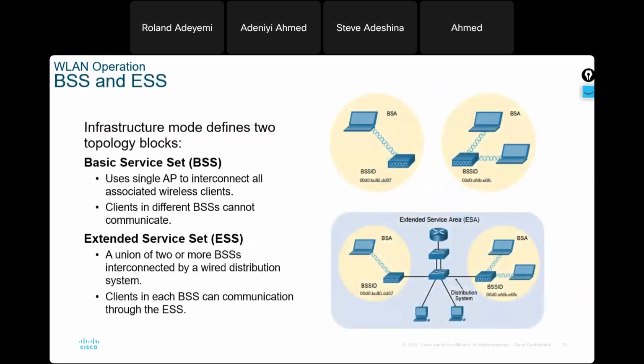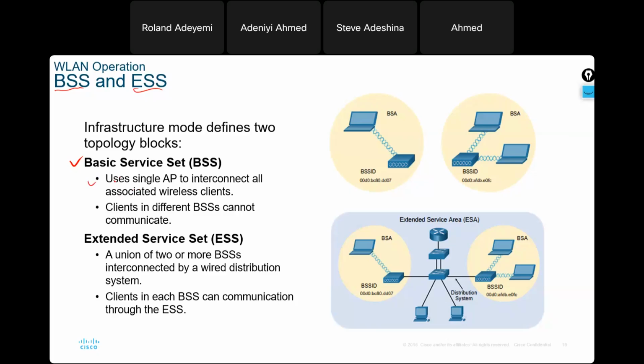So still talking about the operation of wireless, these are terminologies we need to be aware of: BSS and ESS. Infrastructure mode defines two topology blocks. So when we set up a wireless network with access points, this is one of the terminology we need to be aware of. The first one is basic service set, BSS. What is BSS? BSS basically is, how do I put it to you now?